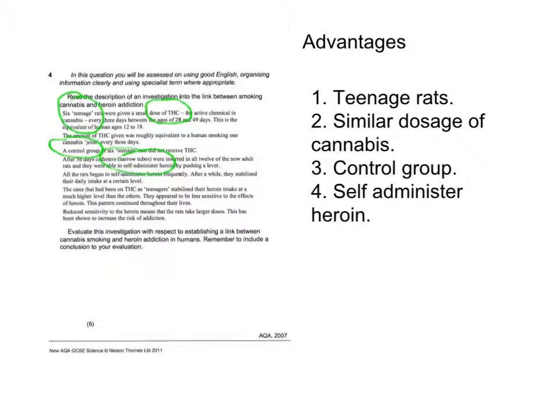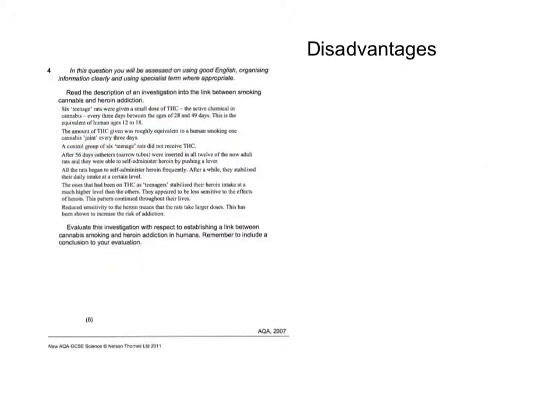The advantages are 1, that teenage rats were used, similar to human teenagers. 2, a similar dosage of cannabis was used. 3, there was a control group included in the experiment. And 4, later on, the rats were allowed to self-administer heroin themselves. Now let's go and have a look at the disadvantages of this study.